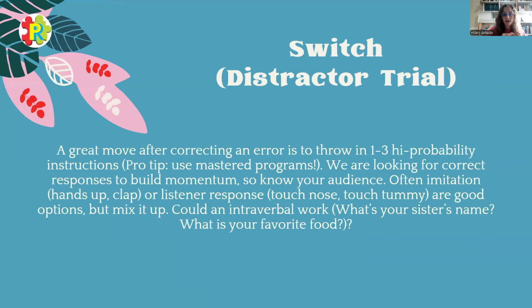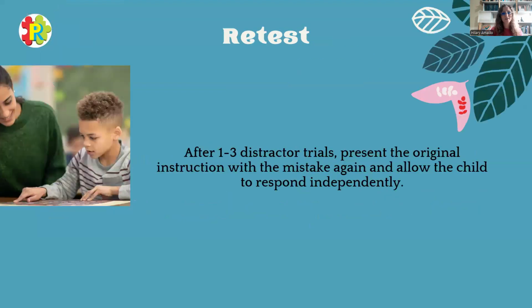A great move after correcting an error is to throw in 1 to 3 high probability instructions. Just as a pro tip, you could use mastered programs. We're looking for the correct response to build momentum. So know your audience. Often imitation like hands up or clapping, or listener response, touch nose, touch tummy are good options, but mix it up. Could an intraverbal work? What's your sister's name? What's your favorite food? The key point is that we're looking for correct responses. So try to keep a growing list of mastered targets and keep things fun, easy, and fast.